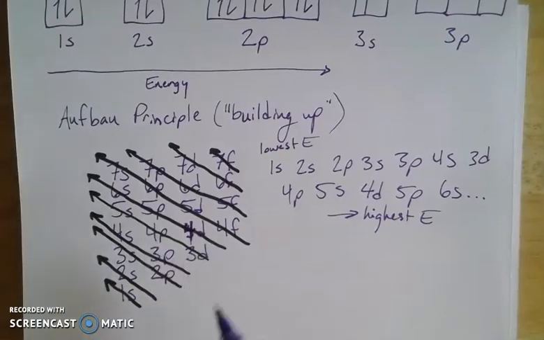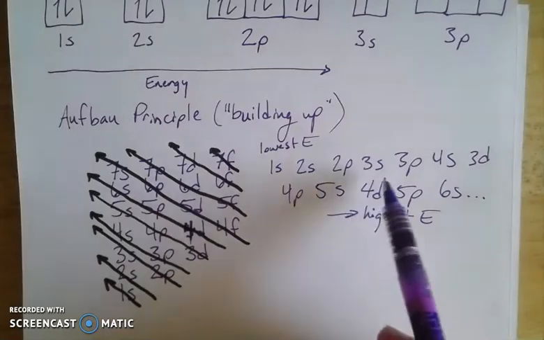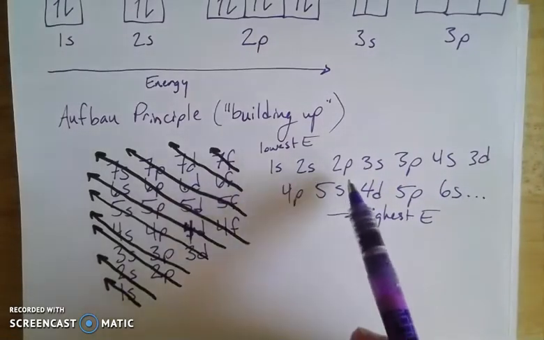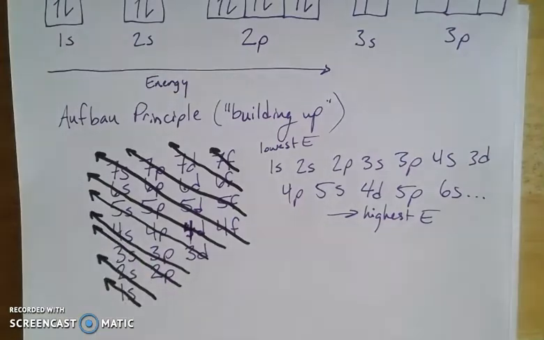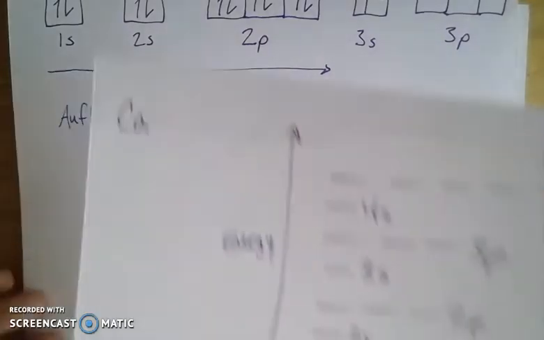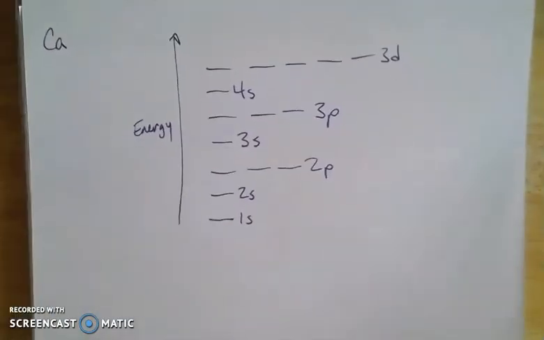The way you'd interpret this is that this is your increasing order: 1s, 2s, 2p, 3s, 3p, 4s, and we're going up the different columns of this grid that we've created. So let's relate this back to an element. Let's look at calcium.